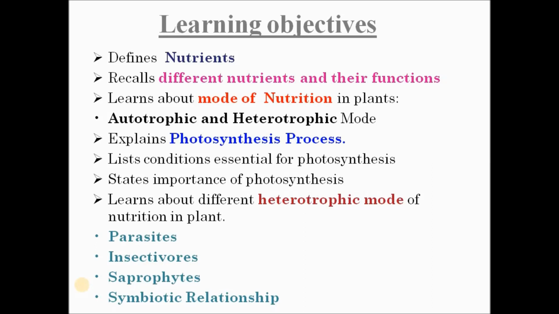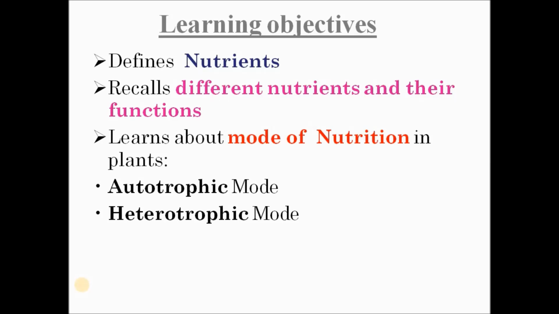At the end of the chapter, the pupil will be able to define nutrient, recall different nutrients and their functions, learn about the mode of nutrition in plant, that is autotrophic and heterotrophic mode, explain the photosynthesis process, list conditions essential for photosynthesis, state the importance of photosynthesis, and learn about the different heterotrophic modes of nutrition in plant, that is parasite, insectivores, saprophytes, and symbiotic relationship. What are we going to learn in today's session?